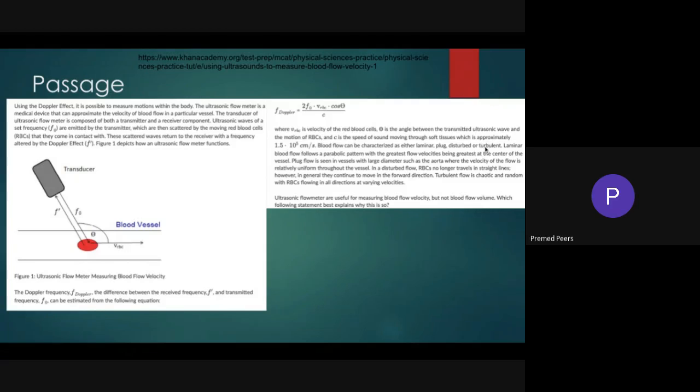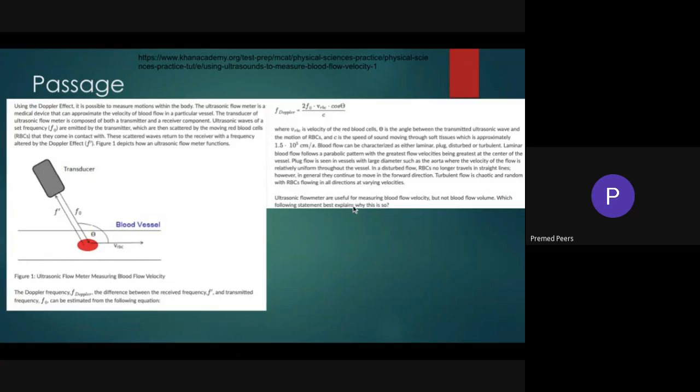Blood flow can be characterized as either laminar, plug, disturbed, or turbulent. Laminar blood flow follows a parabolic pattern with the flow velocity being greatest at the center of the vessel. Plug flow is seen in vessels with large diameters, such as the aorta, where the velocity of the flow is relatively uniform throughout the vessel. In a disturbed flow, RBCs no longer travel in straight lines. However, in general, they continue to move in a forward direction. Turbulent flow is chaotic and random, with RBCs flowing in all directions at varying velocities.